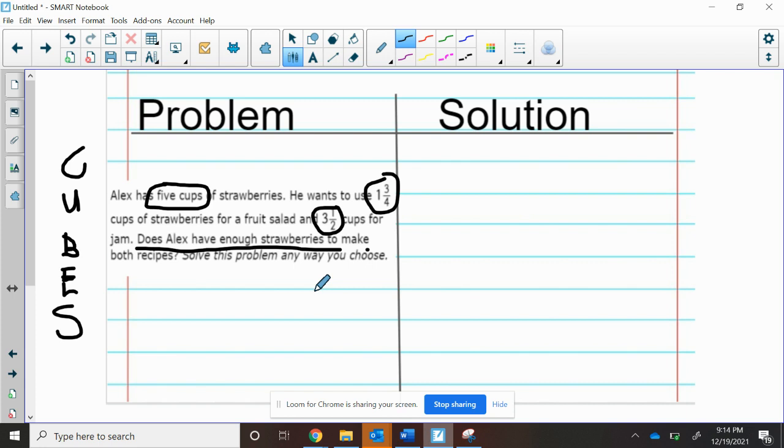So first we have to think to ourselves, okay, is this going to be an addition problem or is this going to be a subtraction problem? What I'm thinking is that we need to add the 1 3/4 and the 3.5 together to see if combined, that's going to be greater than or less than 5, because we know that Alex has 5 cups of strawberries. Okay, so I'm going to start with my 1 3/4.